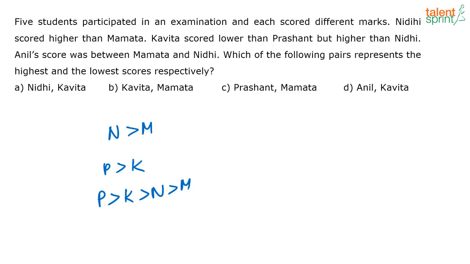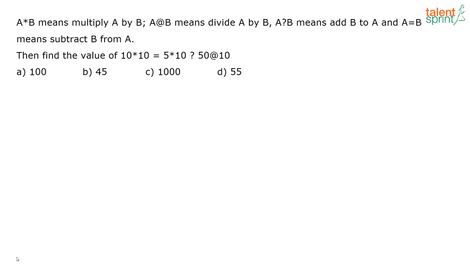Next, Anil's score is between Mamata and Nidhi. So where will Anil's score come? Anil's score has to be in between these two. So what is the final arrangement that we get? Mark of P is greater than K, greater than N, greater than A, greater than M. So the highest mark is scored by Prashant and the lowest mark is scored by Mamata. Correct answer for this question is option C. Next.